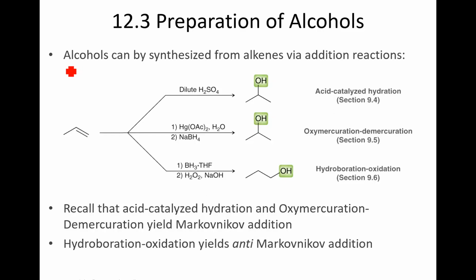Alcohols can be synthesized via addition reactions of alkenes, and depending on the reaction you choose, you might get what we would call the Markovnikov reaction or the anti-Markovnikov reaction, which refers to whether or not the OH group gets placed at the more substituted carbon. We call that Markovnikov addition, or if the OH group gets placed at the less substituted position, that is termed the anti-Markovnikov addition reaction.